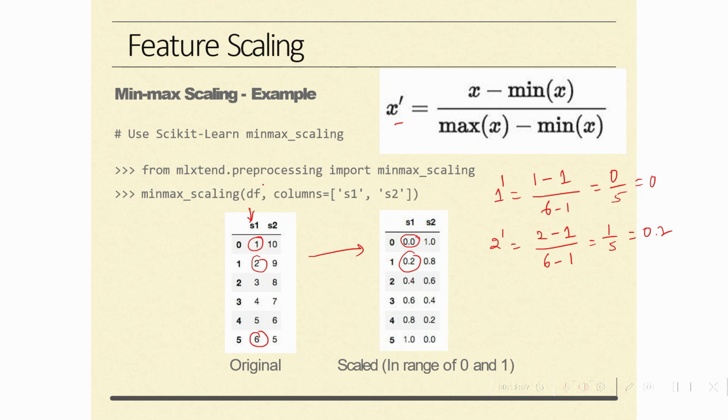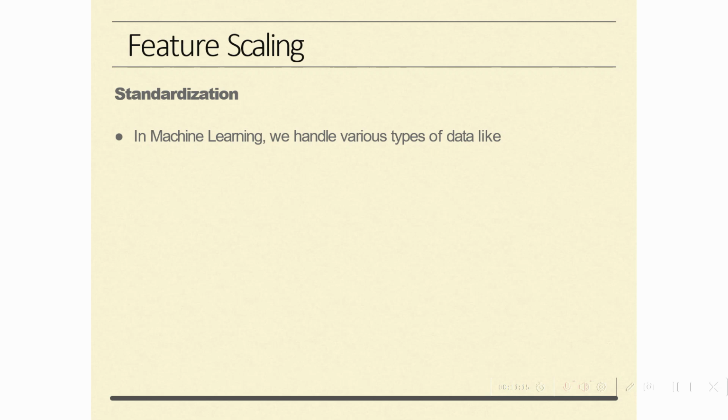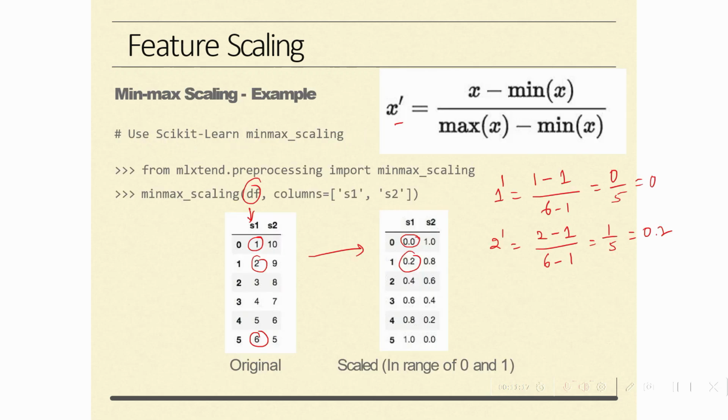For that we provide the data frame and the columns S1, S2, on which we perform the min-max scaling. Then we get the different values. These are the values. This is the original data set and the corresponding scaled values between 0 and 1. Whatever the values are, 1, 2, 6, all are converted between 0.0 and 1.0.